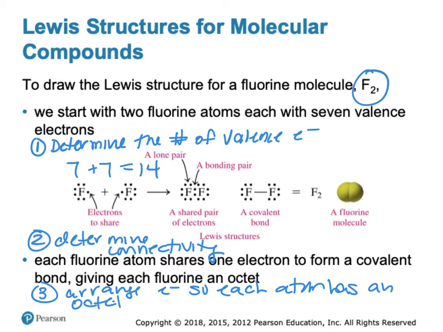Okay, so you're arranging the electrons so each atom has an octet. Let me just draw this for you over here. We have our 2 fluorines. We're going to draw 2 electrons between them because there's a bond between them. Now we're going to arrange the remaining electrons so that each atom has an octet.